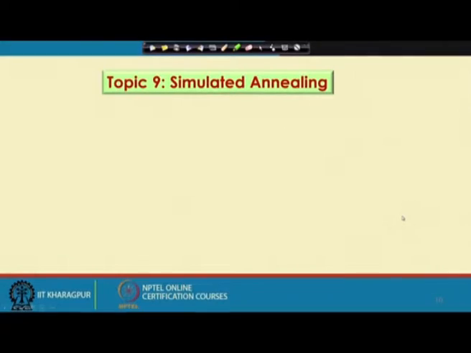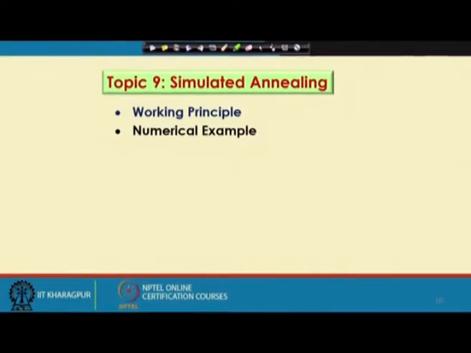The next topic, we try to concentrate on some other very popular unconventional or non-traditional optimization tool. Here, the concept of simulated annealing: what we do is we try to model the solidification process of molten metal in an artificial way, just to solve the minimization problem.